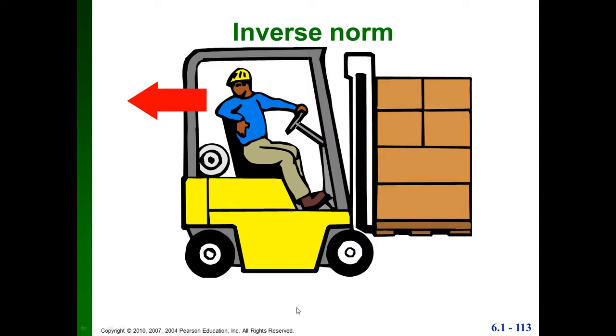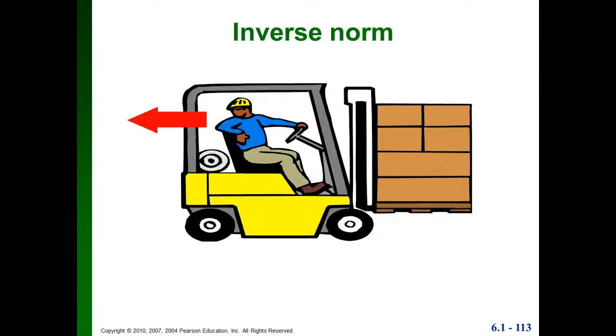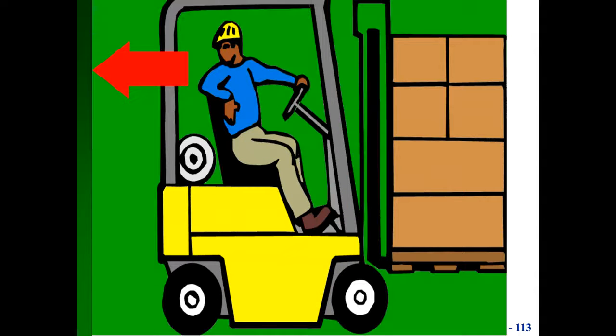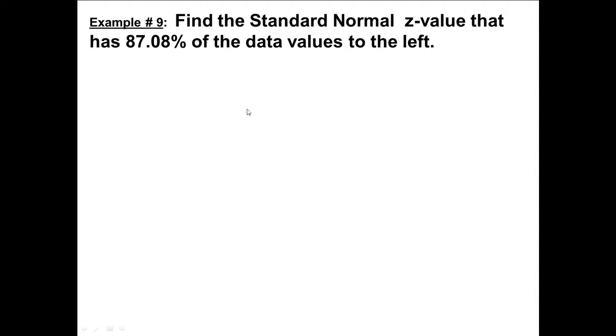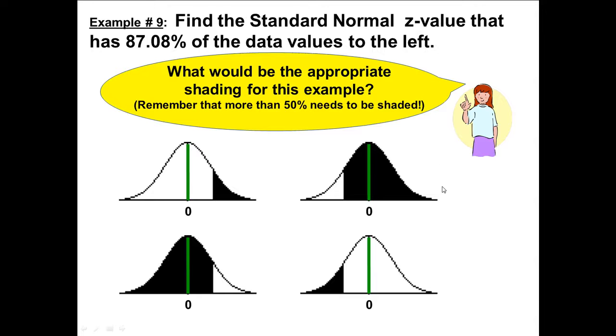Okay, now that we've reviewed how to do the problems, we're going to go backwards, okay? And that's what the inverse norm is all about. So now to do the inverse norm, our first step is going to be to look at this right here. Let's draw our curves right here. Now for this one, which one of those do you think the z-value corresponds to? 87.08% of the data values is to the left.